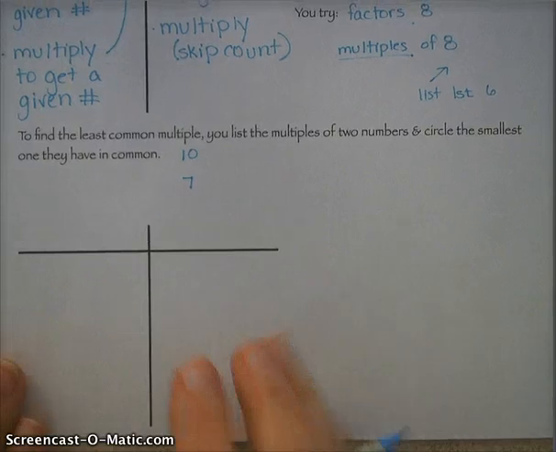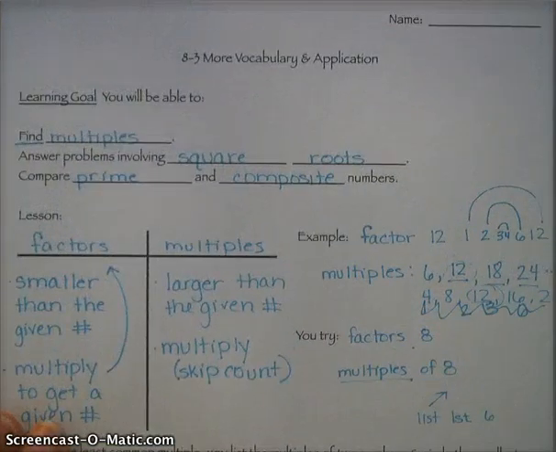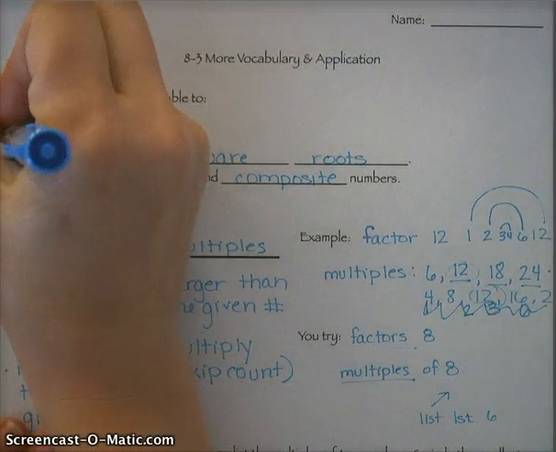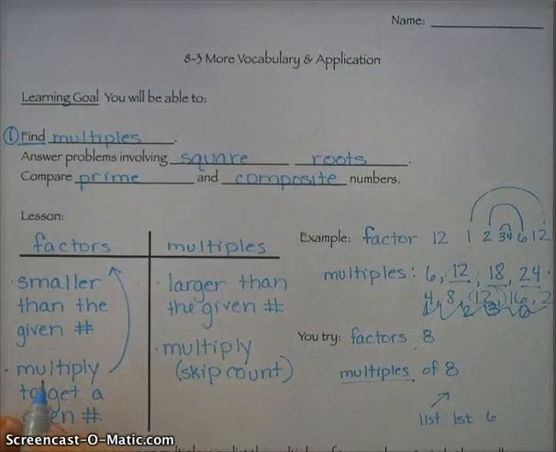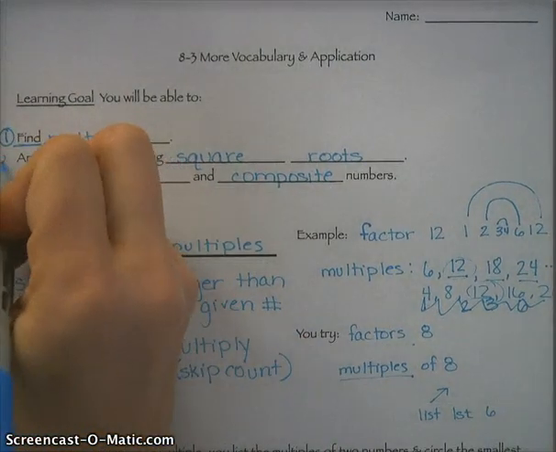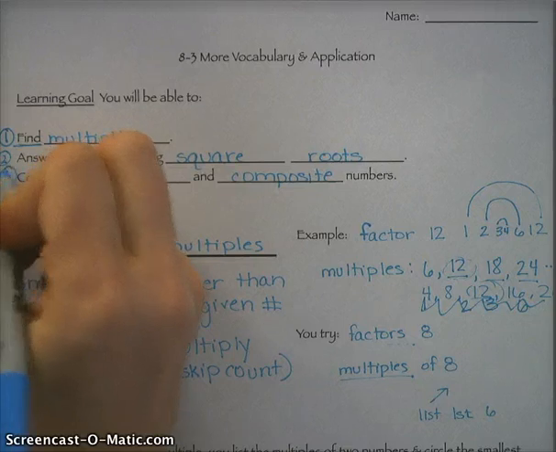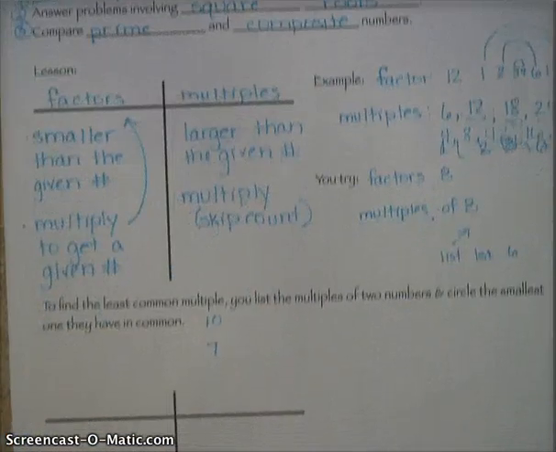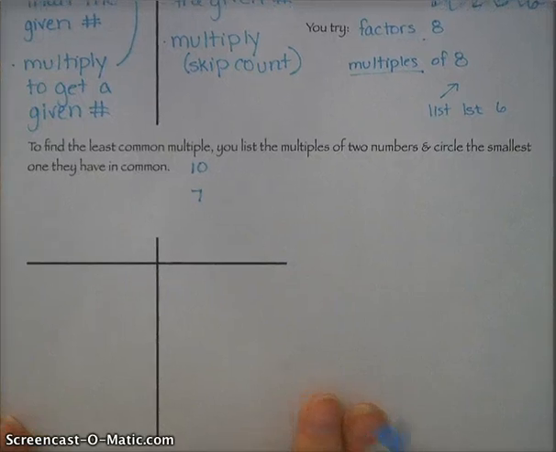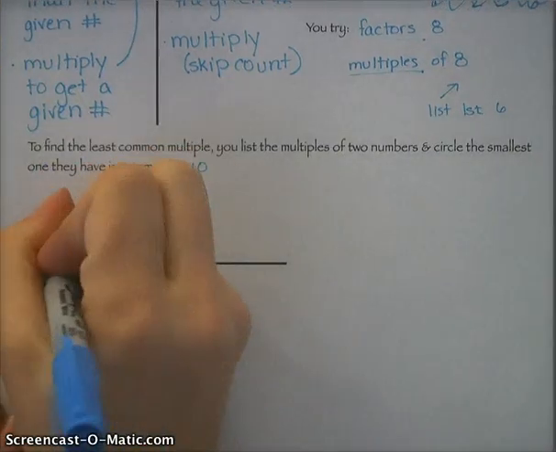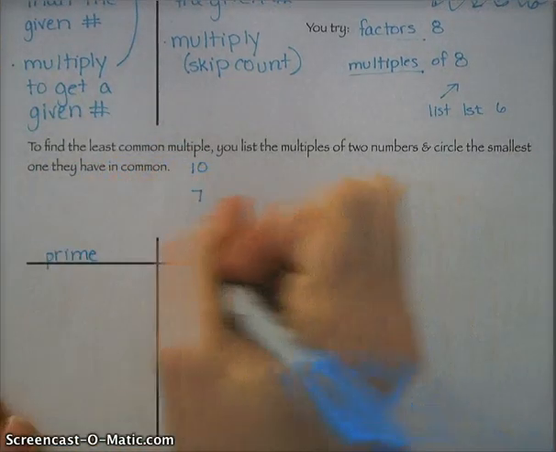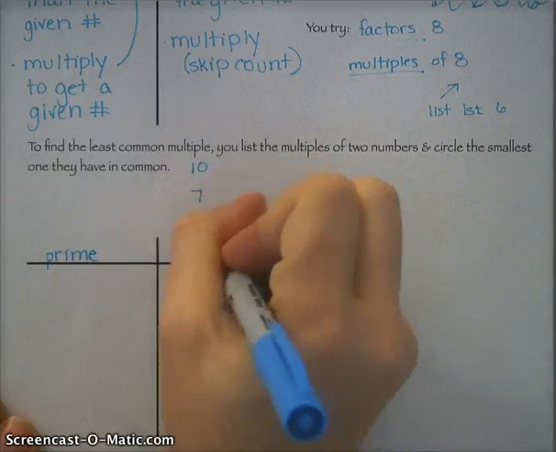The next thing we're going to do is jump down to, if we look back up at our learning goals, this was number 1, and hopefully we've accomplished number 1. You can find multiples. I'm going to skip ahead actually now to number 3. So number 3, we are going to compare prime and composite numbers. So you can see we've got another T-chart here. We've got prime and we've got composite.